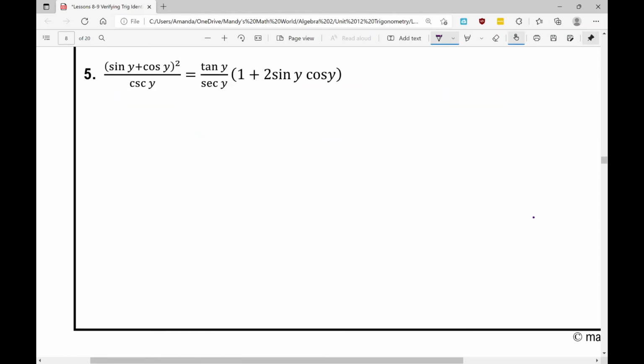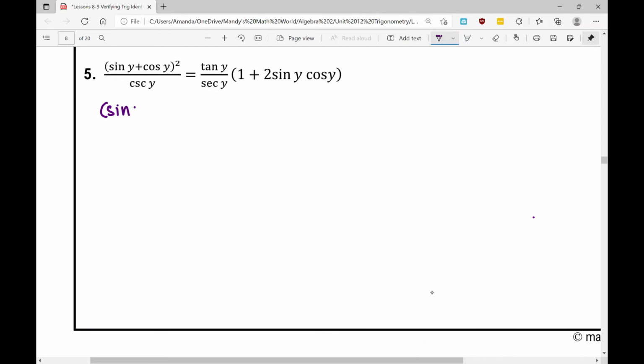In our last and final problem, we've got a lot going on here. Sine y plus cosine y all squared divided by cosecant y equals tangent y divided by secant y times 1 plus 2 sine y cosine y. Okay, there's a lot going on here. The first thing I'm going to do is just rewrite everything that's not in terms of sine and cosine in terms of sine and cosine. So let's go ahead and start with this.